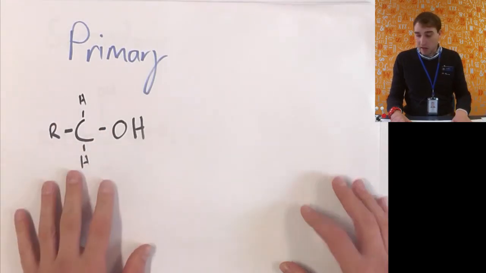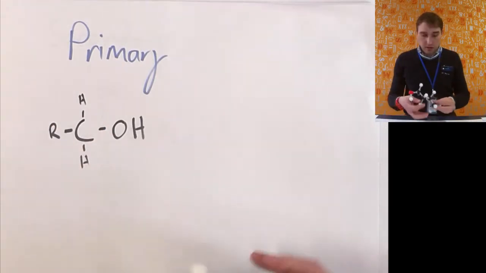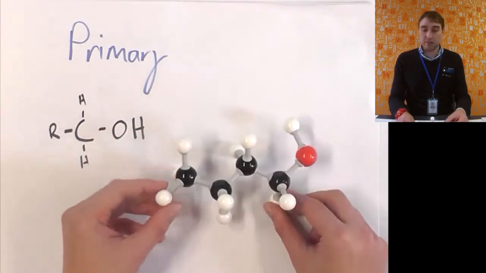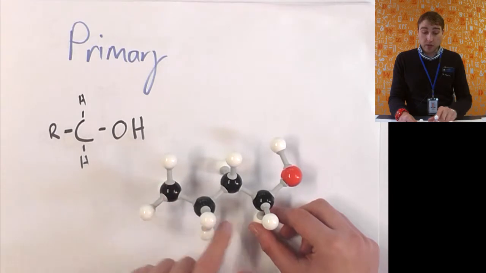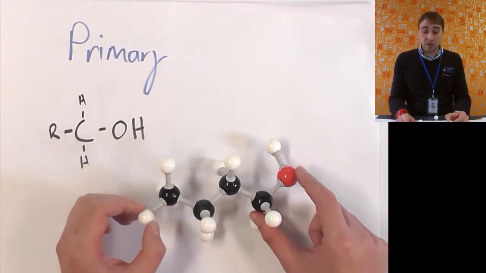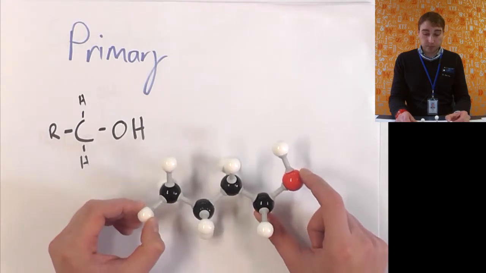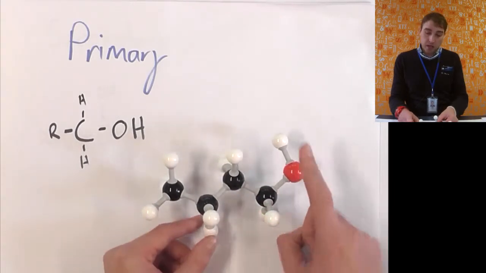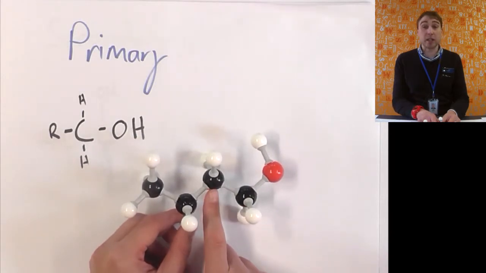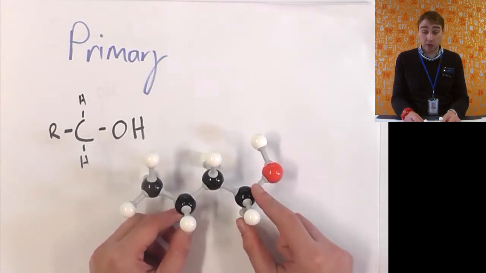An example of a primary alcohol is this one here. We've got 1, 2, 3, 4 carbons, so it's butanol, and butan-1-ol, because the hydroxyl group is on carbon 1. So that's a primary alcohol. The hydroxyl group here is attached to a carbon that's attached to 1 carbon, so that makes it primary.